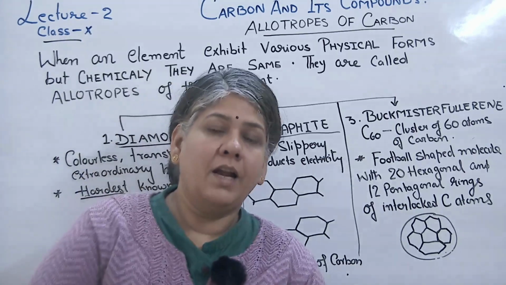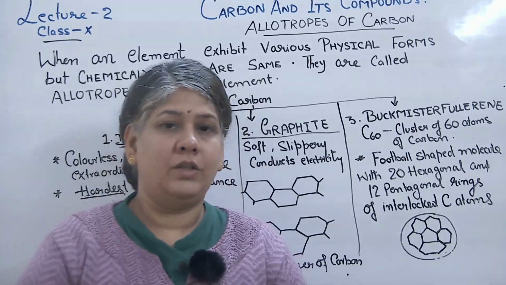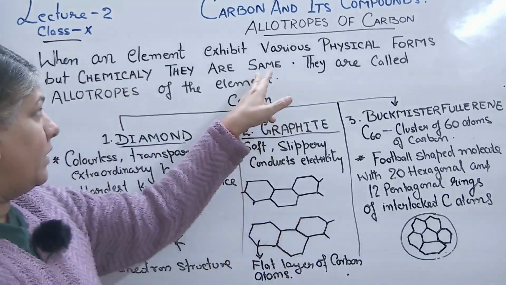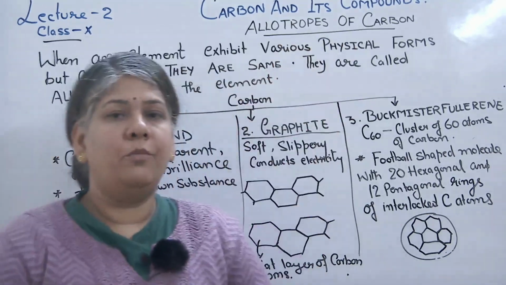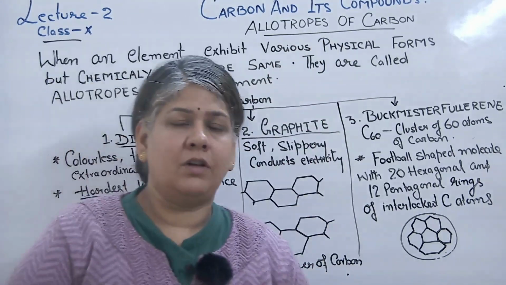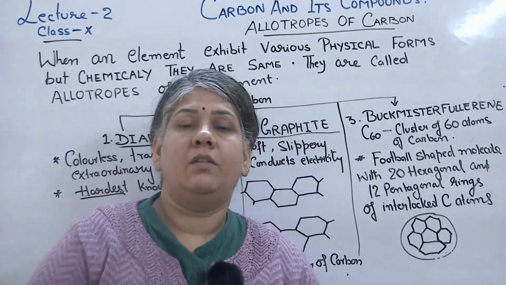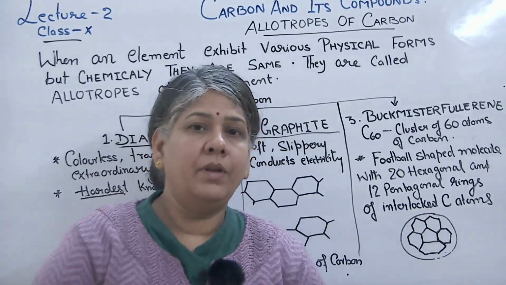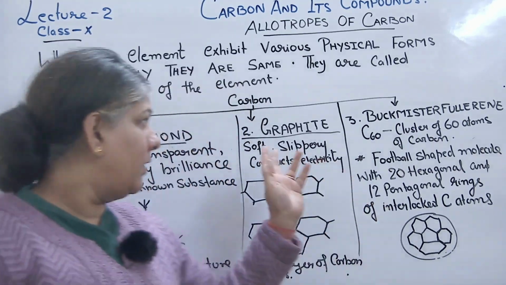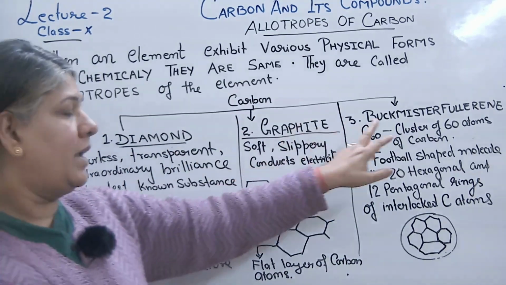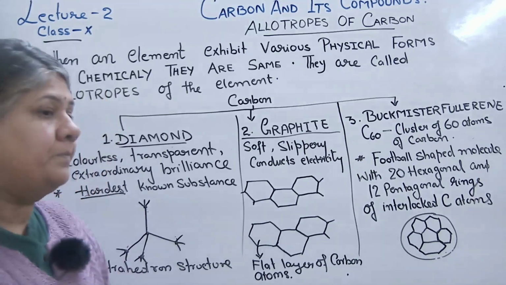So let's get started, remain focused and follow the lecture. So what is an allotrope? When an element exhibits various physical forms but chemically it is the same, then we say it is an allotrope. Carbon exhibits three allotropic forms: diamond, graphite and Buckminster fullerene.